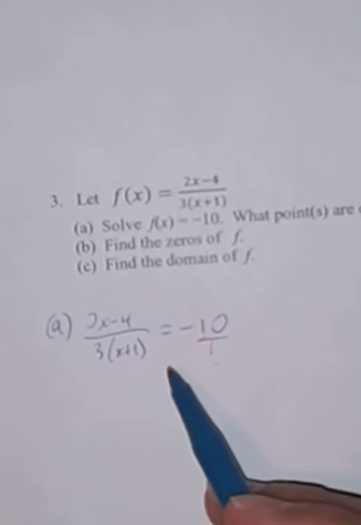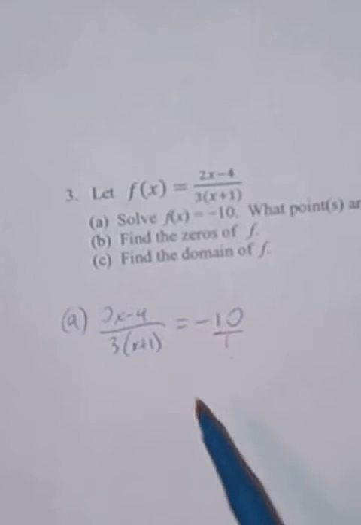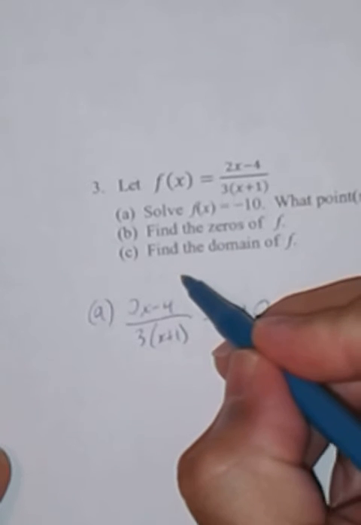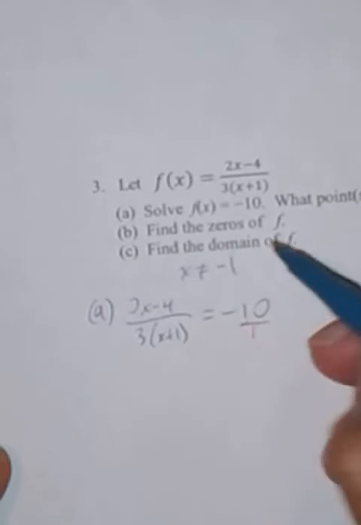We've already identified it. And it also tells us what the domain is. X cannot be negative 1. I'm going to write that here somewhere. I'll write it up here. X cannot be negative 1.